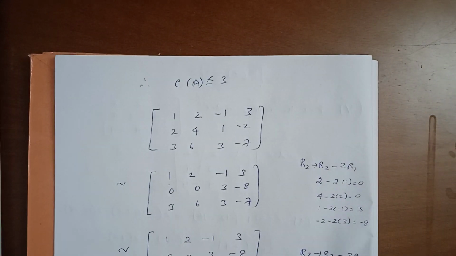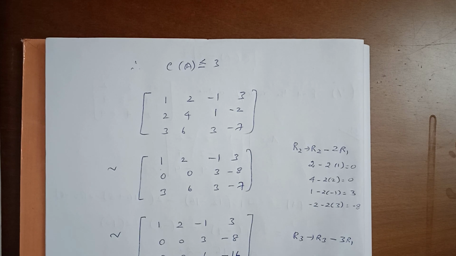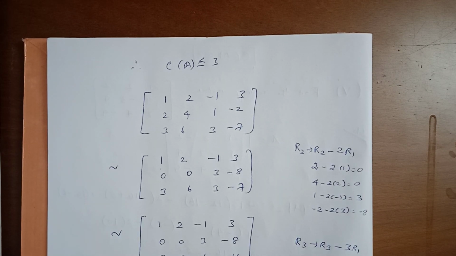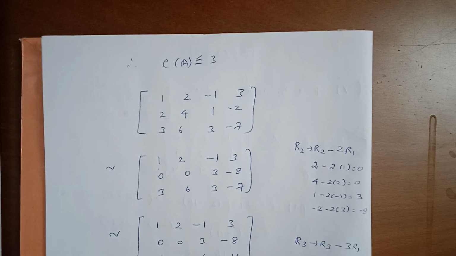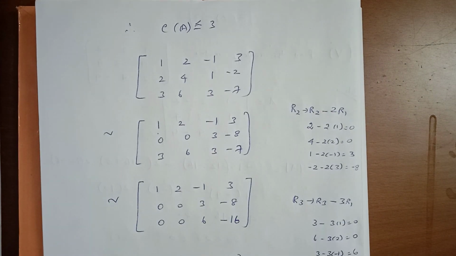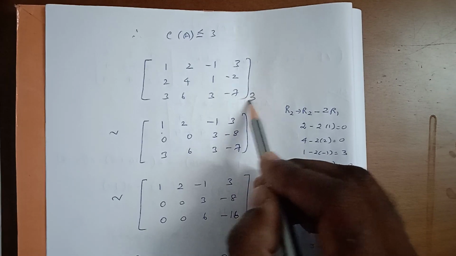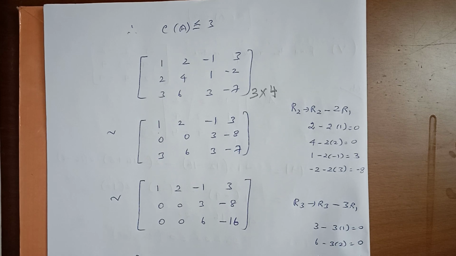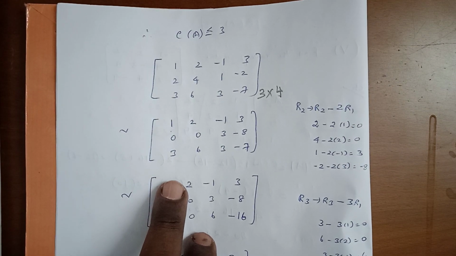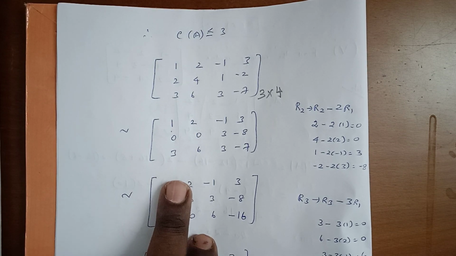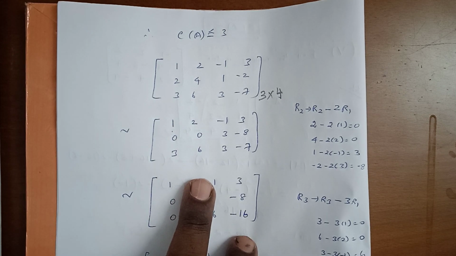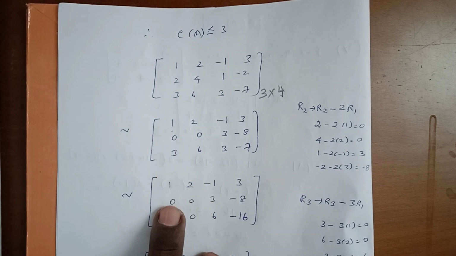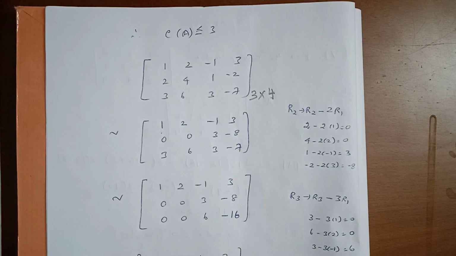So our rank value is less than or equal to 3. Suppose the rank value is 3 or less than 3, meaning 2 or 1. First we take the 3 by 4 matrix, 3 rows and 4 columns. We have to apply the elementary transformation. A 2 by 2 is no problem, we straight away apply the determinant. A 3 by 3 is no problem, we straight away apply the determinant. But here a 3 by 4 rectangular matrix is given, so we have to apply the elementary transformation.